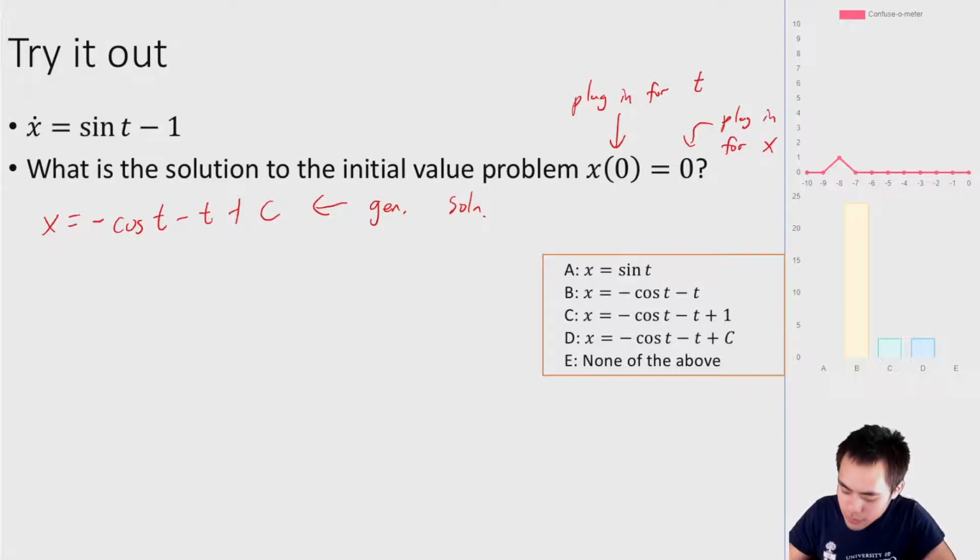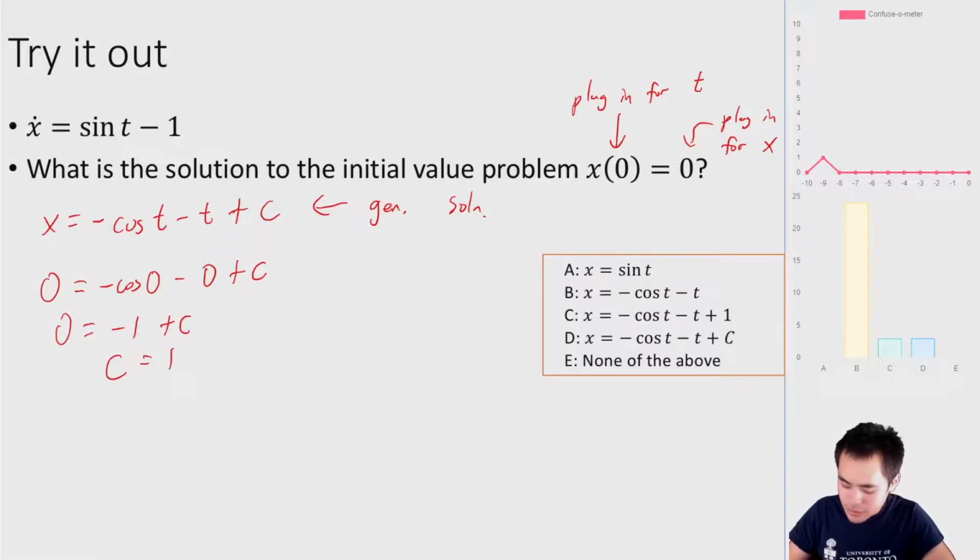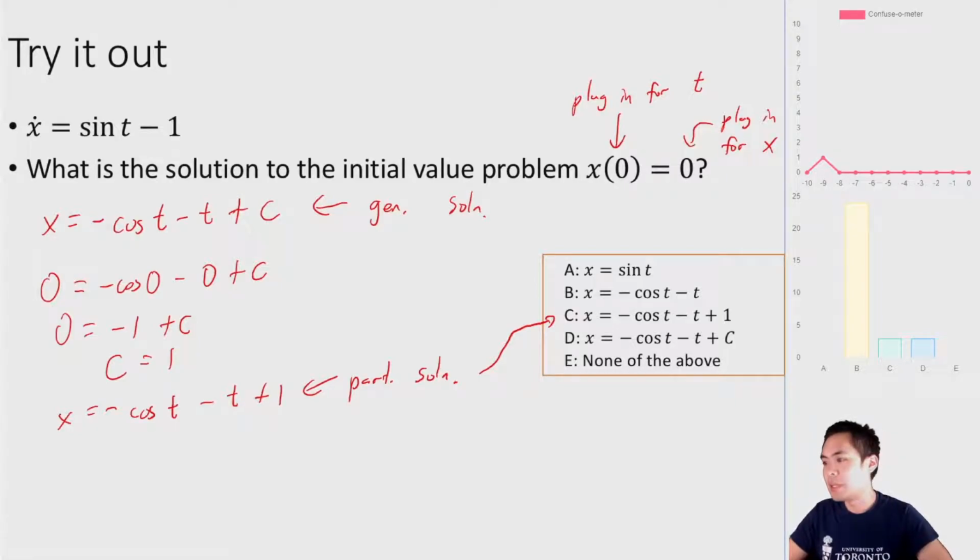So when you plug that in, you get 0 is equal to minus cosine of 0 minus 0 plus c. But now this is equal to 0 is equal to minus 1 plus c, so c is equal to 1. And so therefore x is equal to minus cosine t minus t plus 1, and this is our particular solution. And so the answer here was actually c, not b.